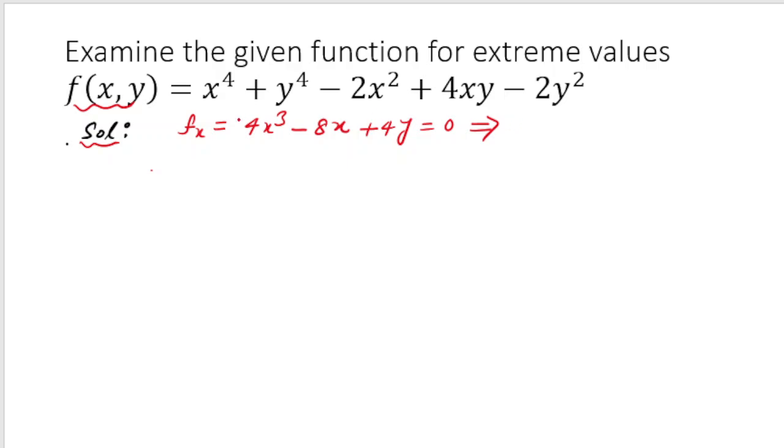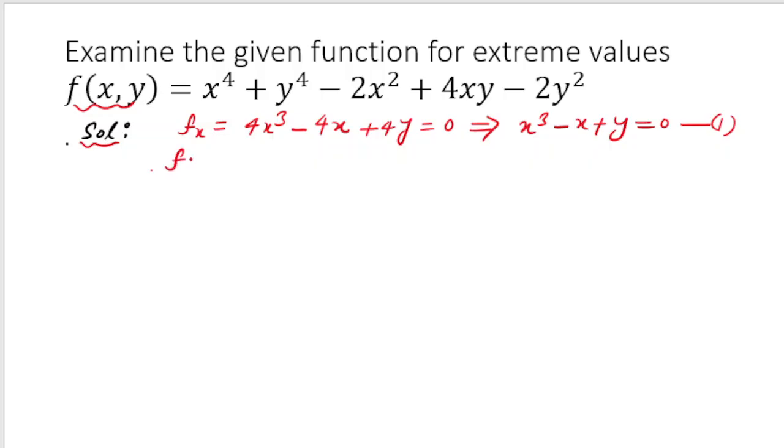I think we made a mistake here. X to the power 4 gives 4x cube, and it will be 4x only. Sorry. You know, this is what happens when you lose concentration. So minus 4x plus 4y. So I can take 4 common. So I will get x cube minus x plus y is equal to 0. This is our first equation.